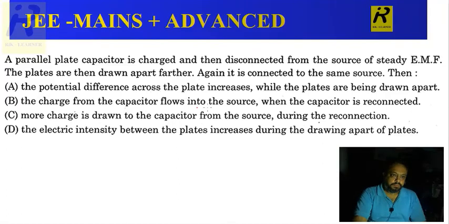The question is, a parallel plate capacitor is charged and then disconnected from the source of steady EMF. The plates are then drawn apart further. Again, it is connected to the same source. Then that means we are having 4 choices. Now we have to choose the best choice among these 4.